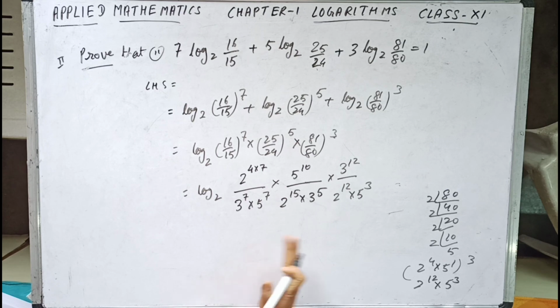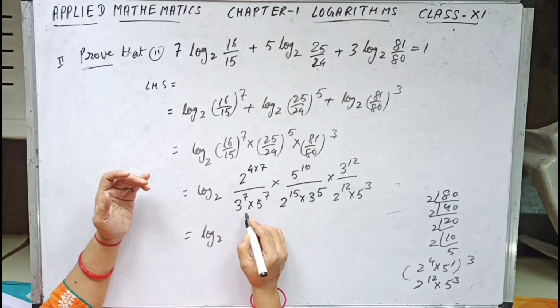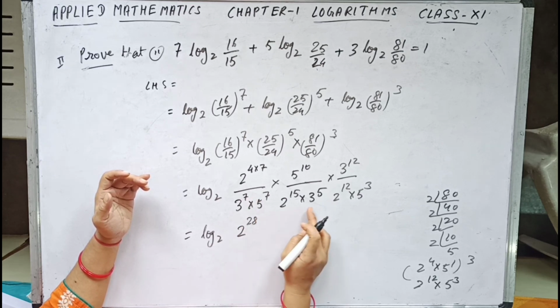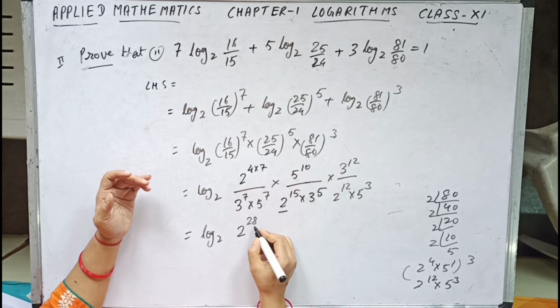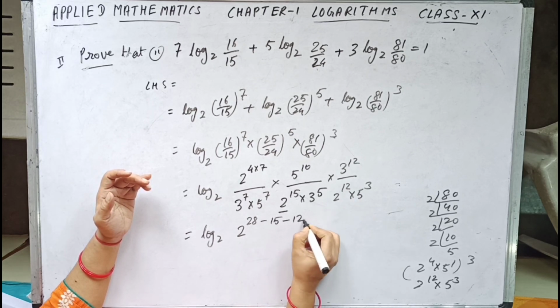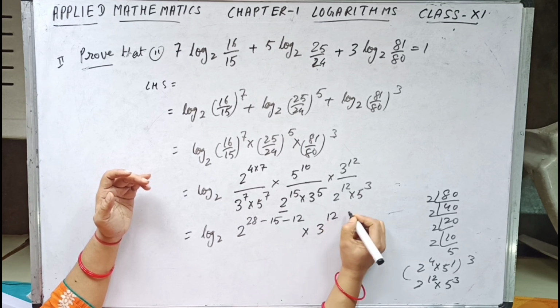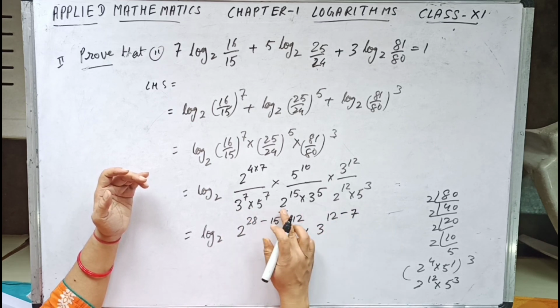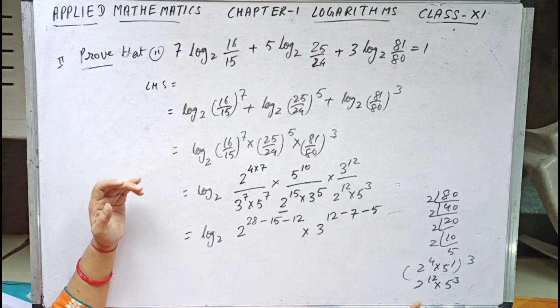Okay. So now let us see the powers. So over here 2 power 28. In the numerator no other 2 is there. Over here 2 is there, so minus 15 and minus 12. Okay. Into 3 power 12. Over here 3 is there, minus 7. Over here 3 is there, minus 5, and no 3.